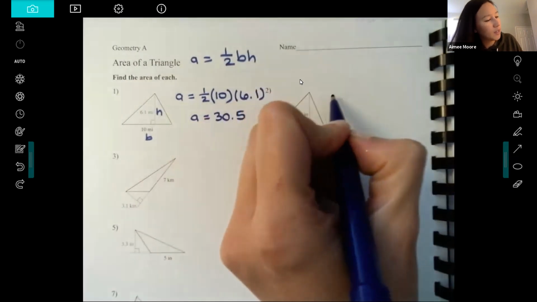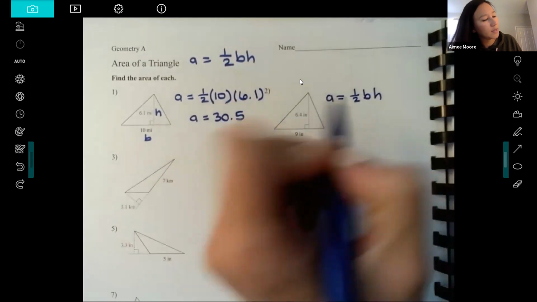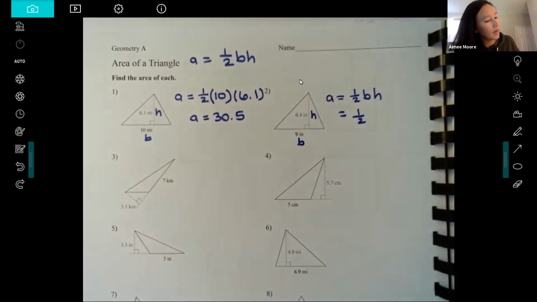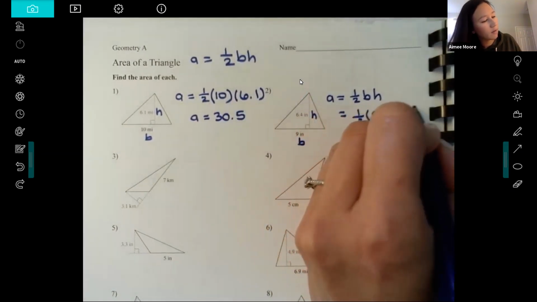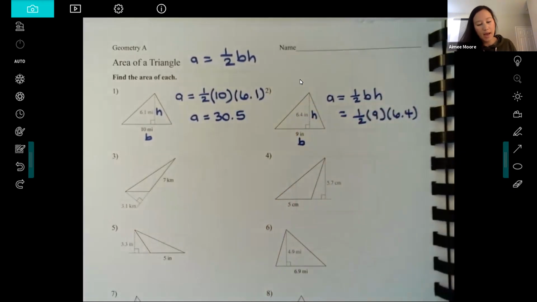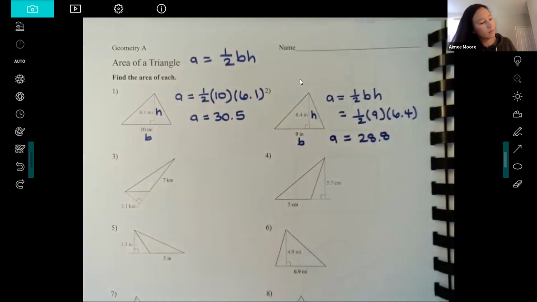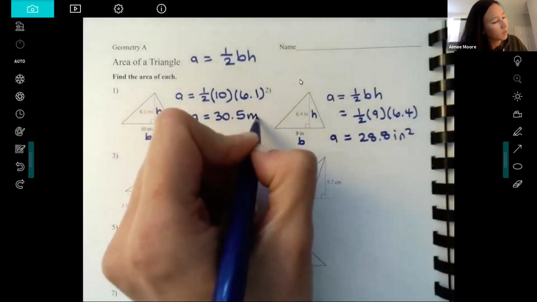The same thing on number 2, area equals 1/2 base times height. Our base is 9, our height is 6.4. So we have 1/2 of 9, which is 4.5, times 6.4, which is 28.8. And it would be inches squared. This would be miles squared.